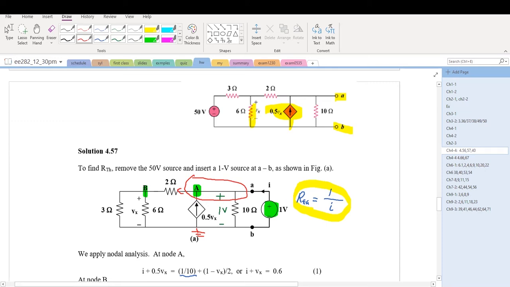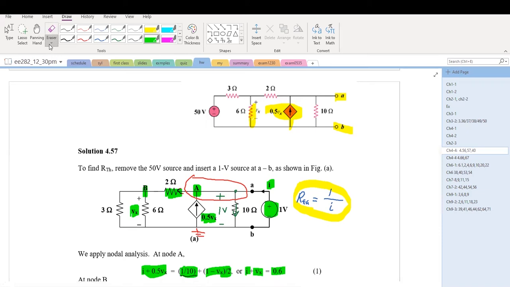So current flow into node A will be I plus 0.5 Vx. Current flow out of node A will be 1 volt divided by 10 ohm here. And then in this branch, current flow out is 1 volt minus Vx divided by 2 ohm. And this equation can be written as I plus Vx equals 0.6.